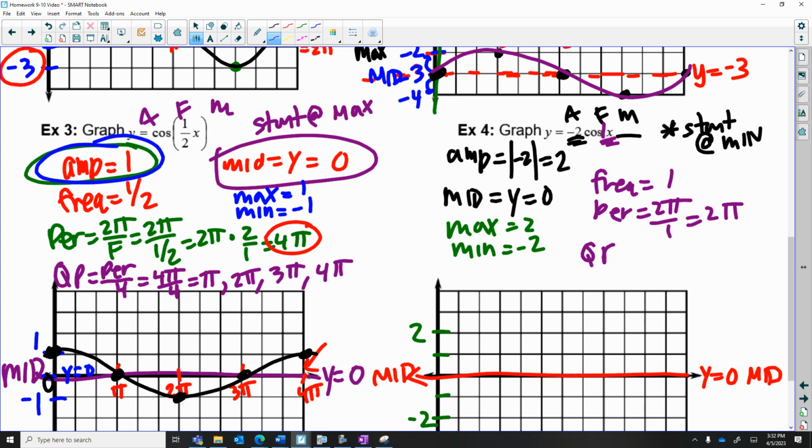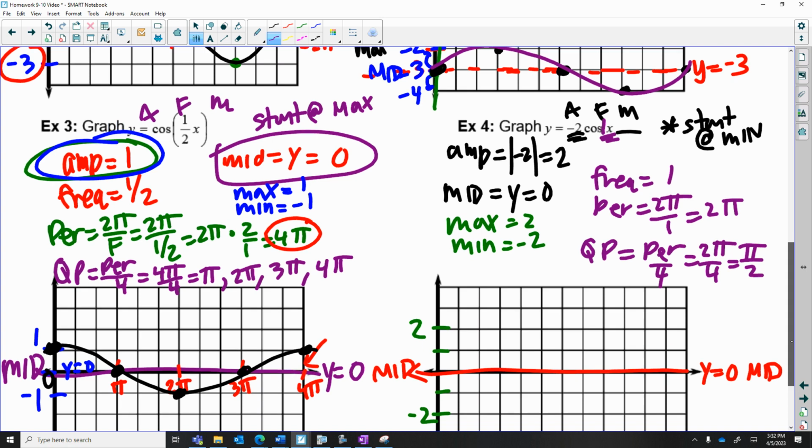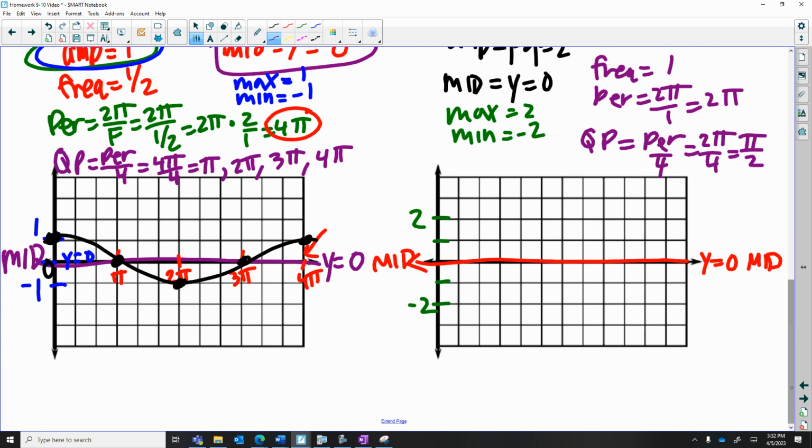And then our quarter points are period divided by 4. So if we do 2 pi divided by 4, we're going to get pi over 2. So that means that we're going to be counting by multiples of pi over 2. So go to 0, start, then we're going to count 1 pi over 2, 2 pi over 2, which is equal to pi, 3 pi over 2, 4 pi over 2, which is equal to 2 pi. Notice our period is 2 pi. We should be ending at our period, which is 2 pi.